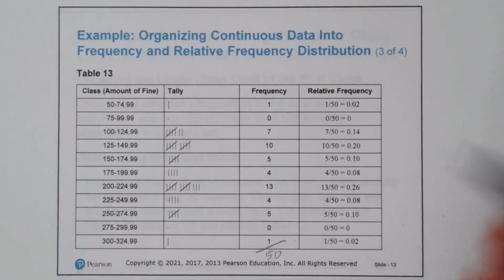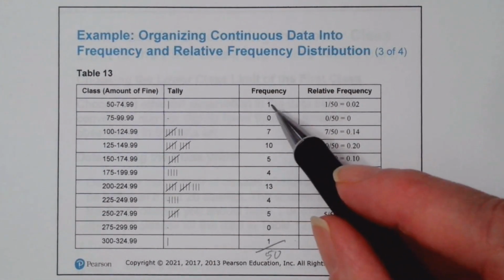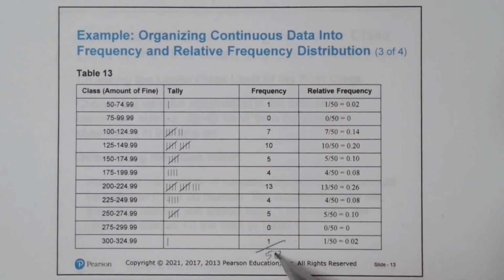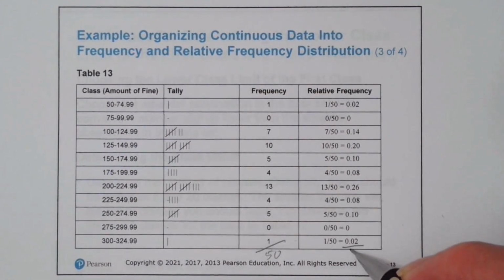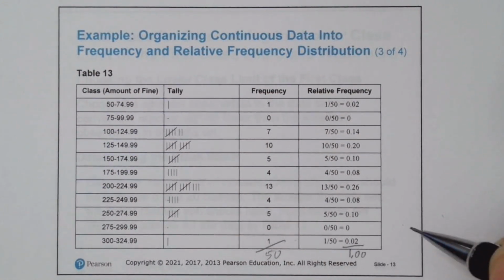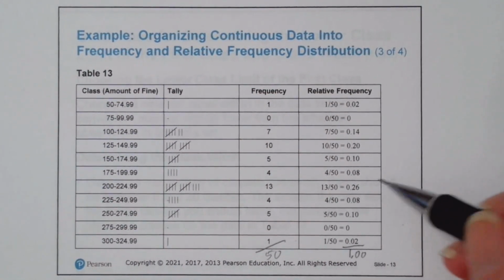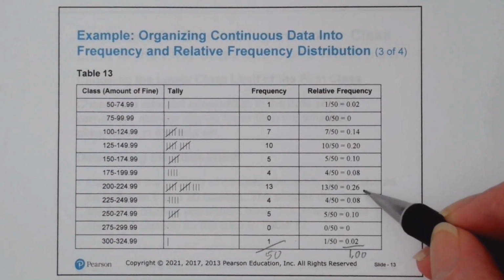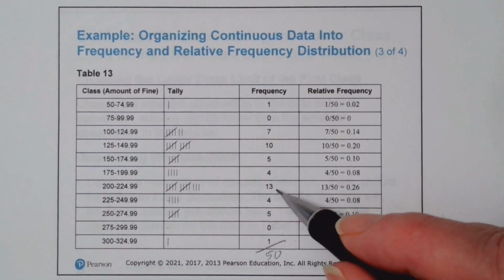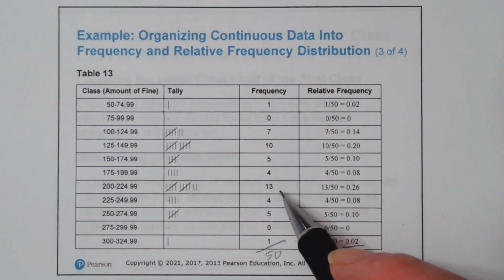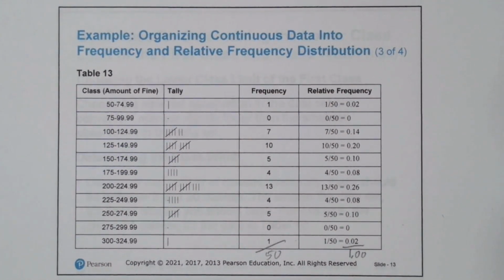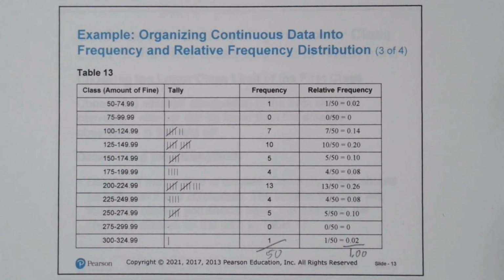And again, you can see relative frequencies are found by dividing the frequency here by the total number of frequencies. And of course, all of these we know add up to 1 or 100%. And you could read each of these as a percent. So for example, 26% of the data, that's right here, for $200 to $224.99. So that's our most common frequency, or class that has the greatest frequency. All right, let's go ahead and move on to the next slide.